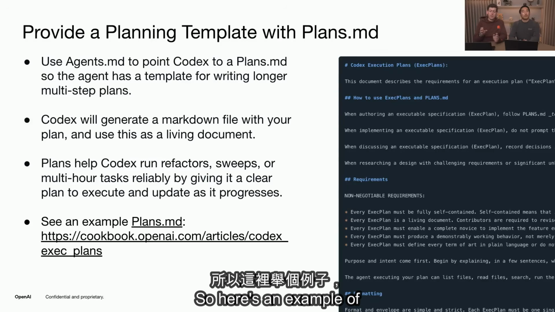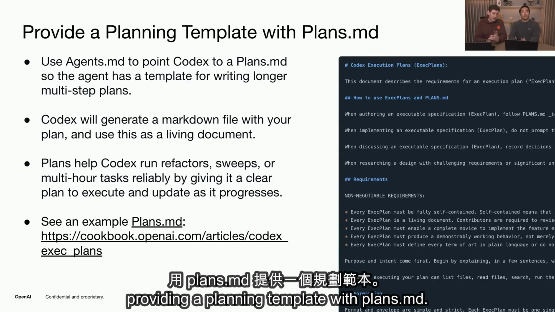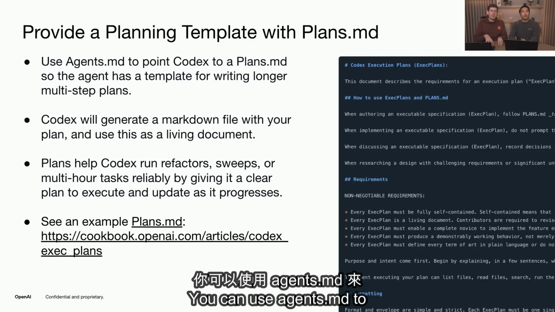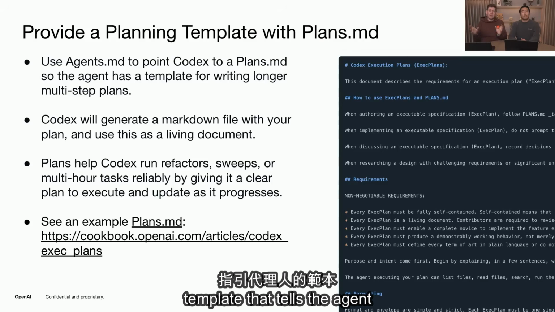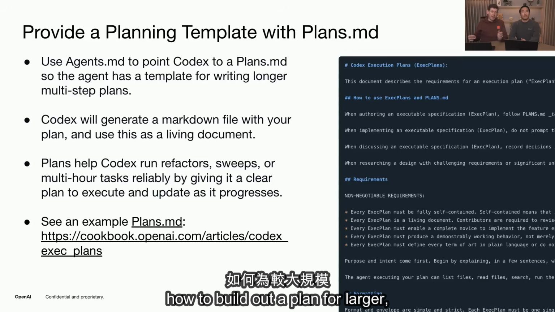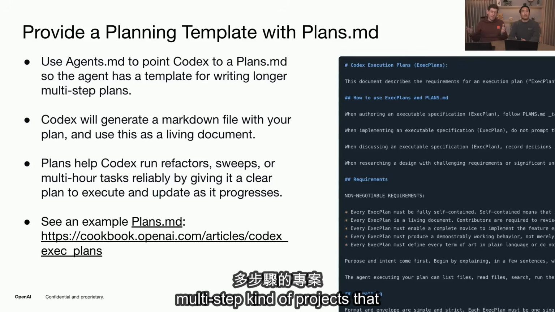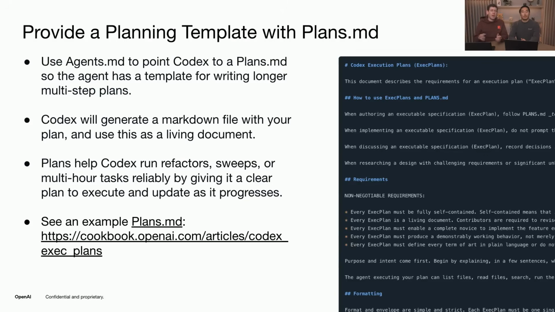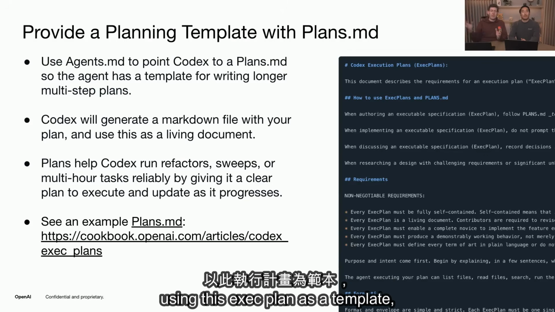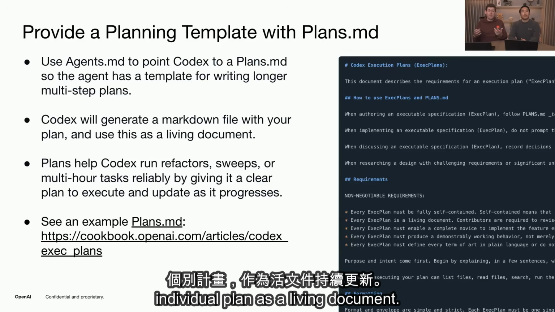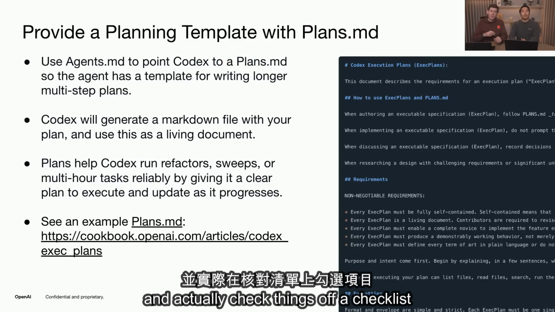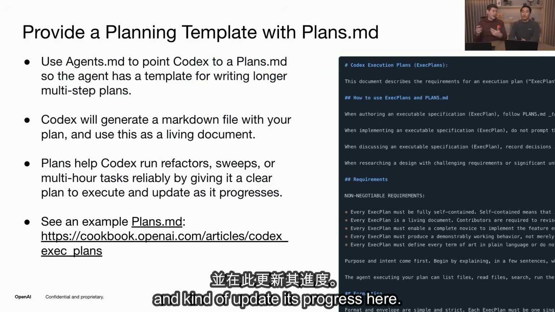So here's an example of providing a planning template with plans.md. You can use agents.md to point Codex to a plans.md file, and this is basically a template that tells the agent how to build out a plan for larger multi-step projects that we want to take on. Codex will generate a markdown file using this exec plan as a template, and it can update this individual plan as a living document. So it'll go through and actually check things off a checklist and update its progress here.